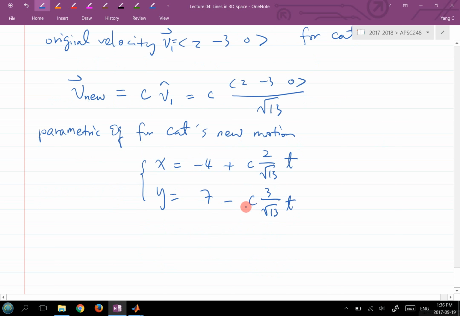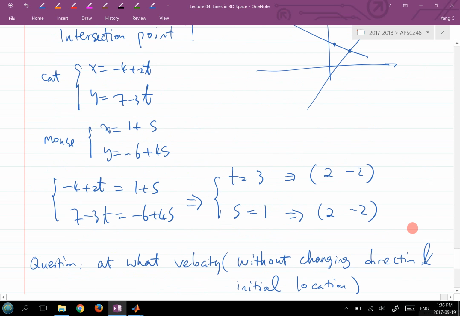So now back to the original idea. Here is the cat's motion. What does the catch mean? That means the cat will arrive at this intersection point at the same time as the mouse. So now, if you look at the previous solution here, the previous solution.